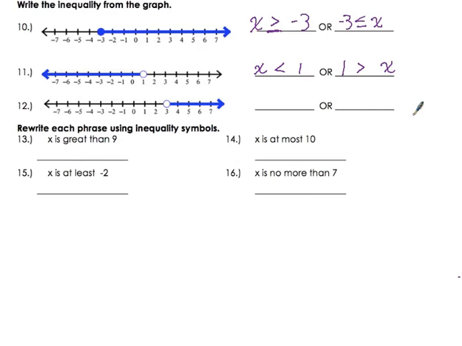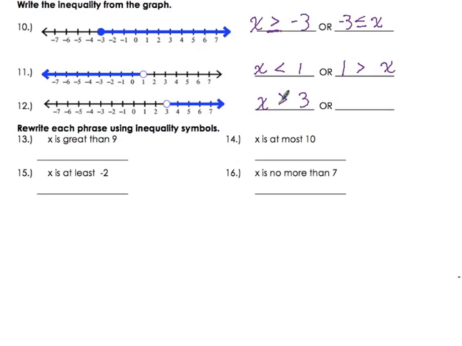Number 12. I've got my x again, and I've got a 3 this time, and I have an open circle, and the arrow is pointing to the right. So what symbol needs to get put there? That's right, it's greater than.